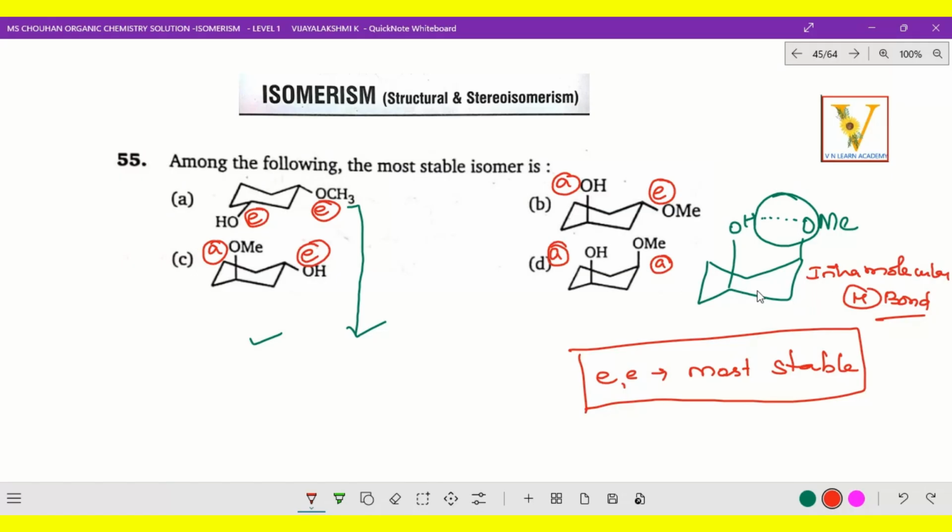So which is more stable? Actually speaking, equatorial is more stable, yes, I agree. But this hydrogen bond, intramolecular hydrogen bonding, is more stable than anything else. So option D is the correct option. I hope you got the clarity. Come on, let's go to the next question.